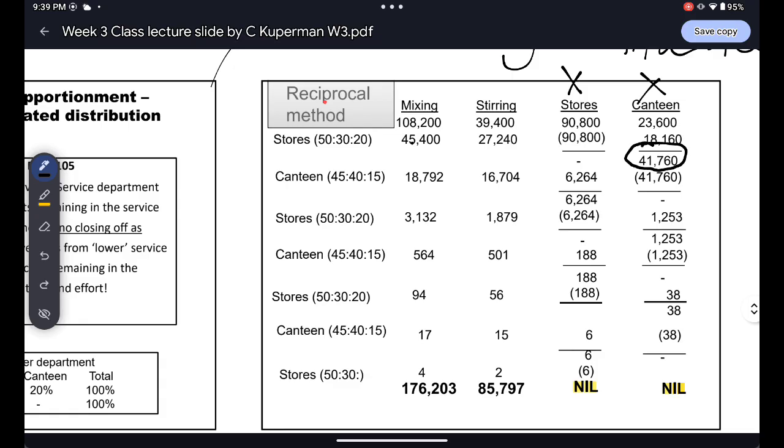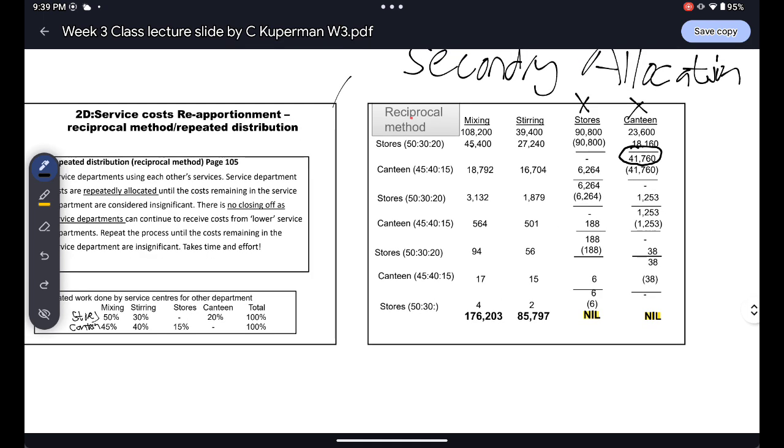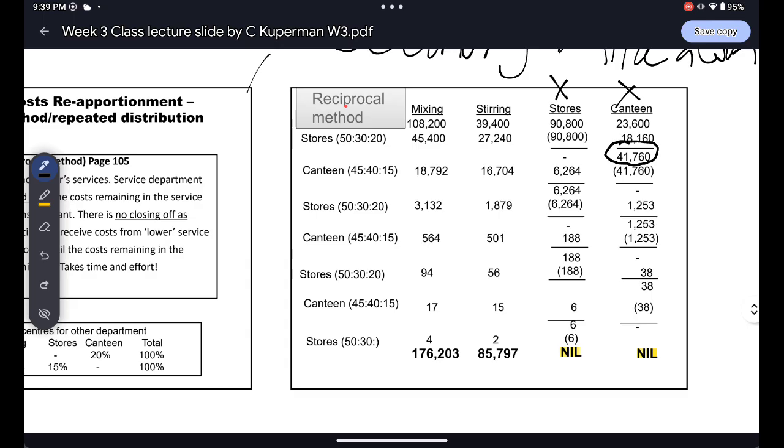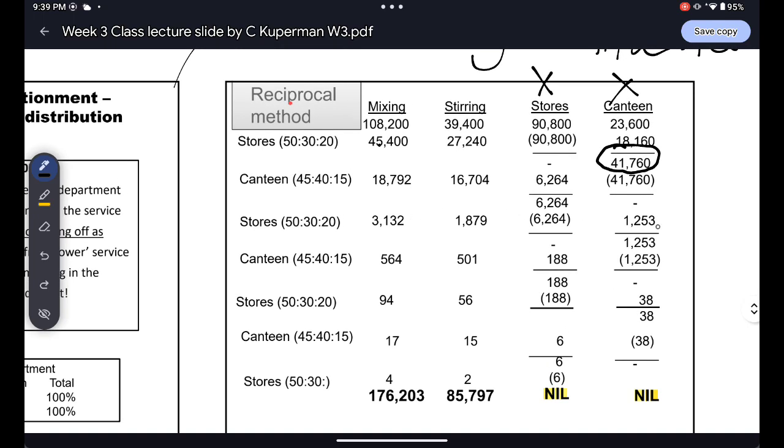So now it's his turn to give more money. So now stores will give more money. So let's take out that amount, what he has in his account, and split it among the three in the same ratio. Right. So you do that, done.